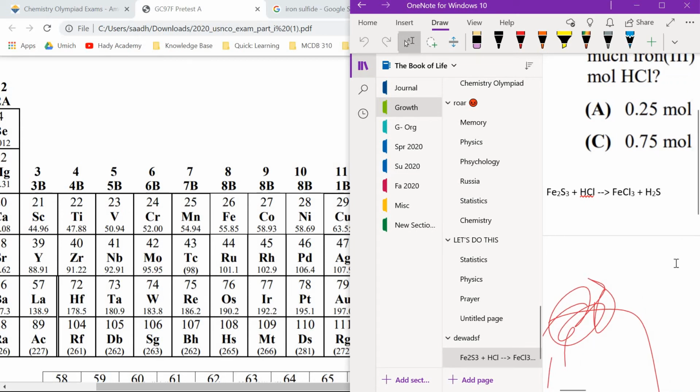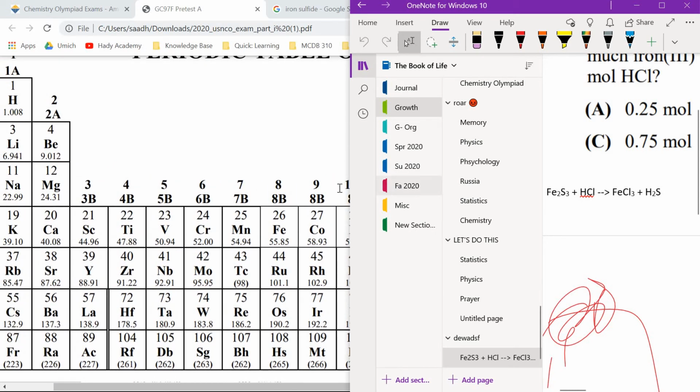H2S: H's are going to donate 1, sulfur is going to receive 1. But then you need 2 H's. I don't know if I'll say these are ionically bound, but don't worry about that. Hydrogen's a little different, I guess, but no matter. These general principles will apply here.